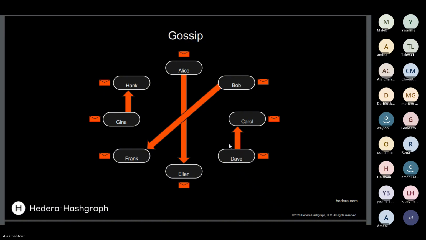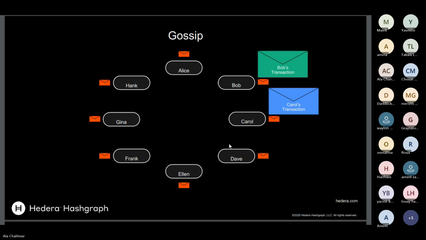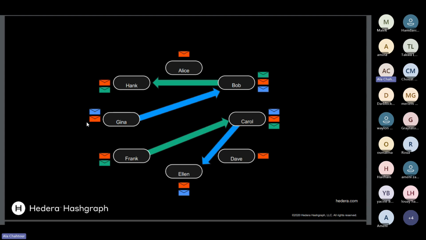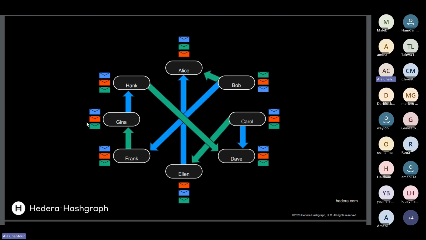Okay, now let's take another example: the case of adding two transactions at the same time. For example, if Bob detects a transaction, the green transaction, and Carol detects the blue transaction at the same time, they are going to execute the same process, which is gossiping the transaction. Bob sends to Frank and Carol sends to Gina. Then we continue gossiping, and after executing all the gossip, all the validators now have an idea about the transactions.